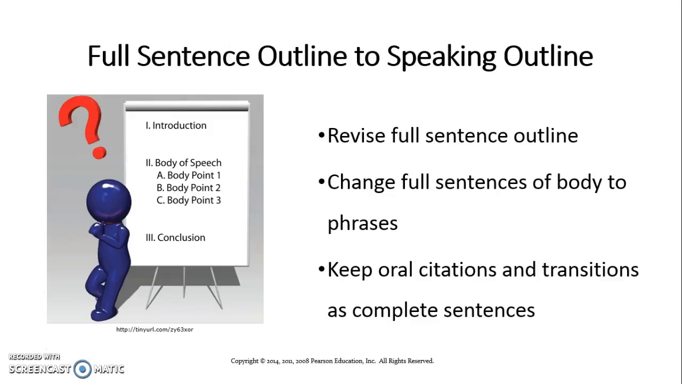With the transition, usually I notice that students struggle with how to properly phrase their transition. So I always recommend that you have it completely written down on your notes, just in case.